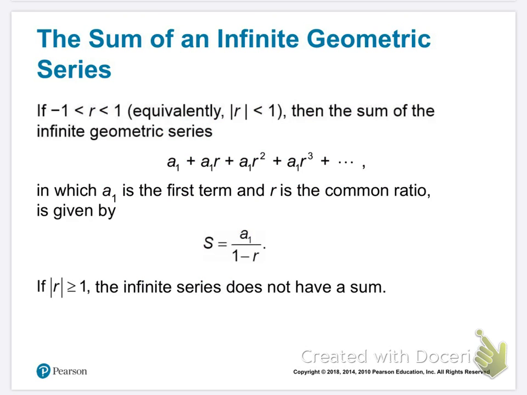Okay. And here we have the sum of an infinite geometric series. So infinite means it goes on forever. If the rate is between -1 and 1, or you could write it as the absolute value of r is less than 1, then we have a sub 1 plus a sub 1 times r plus a sub 1 times r squared, and so on, in which a sub 1 is the first term and r is the common ratio, given by this formula. So the sum of an infinite geometric series is the first term divided by 1 minus the rate. And that's what we're going to use.